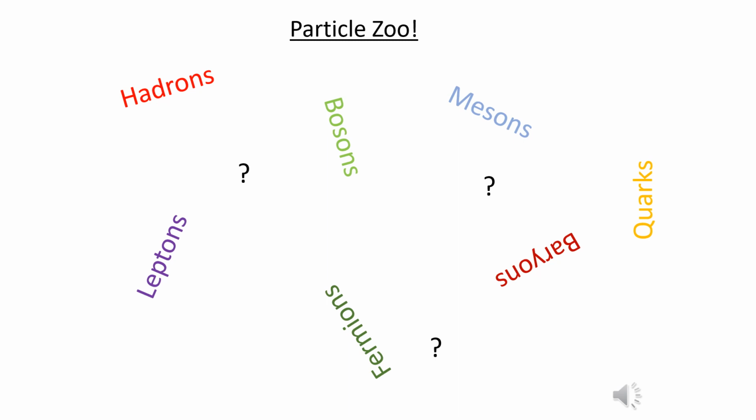There are so many particles in the subatomic particle zoo, it's sometimes a little bit hard to keep them all straight. For example, are baryons hadrons? Are all hadrons baryons? Are mesons bosons? Are all bosons mesons? It's so confusing, sometimes even the experts get it wrong. For example, see the next slide.